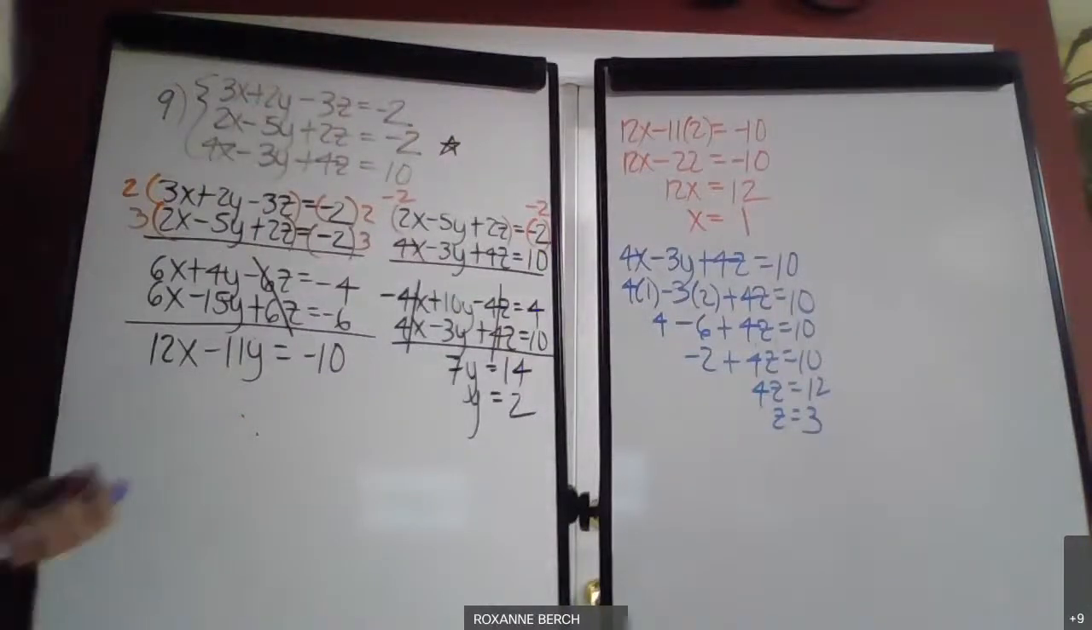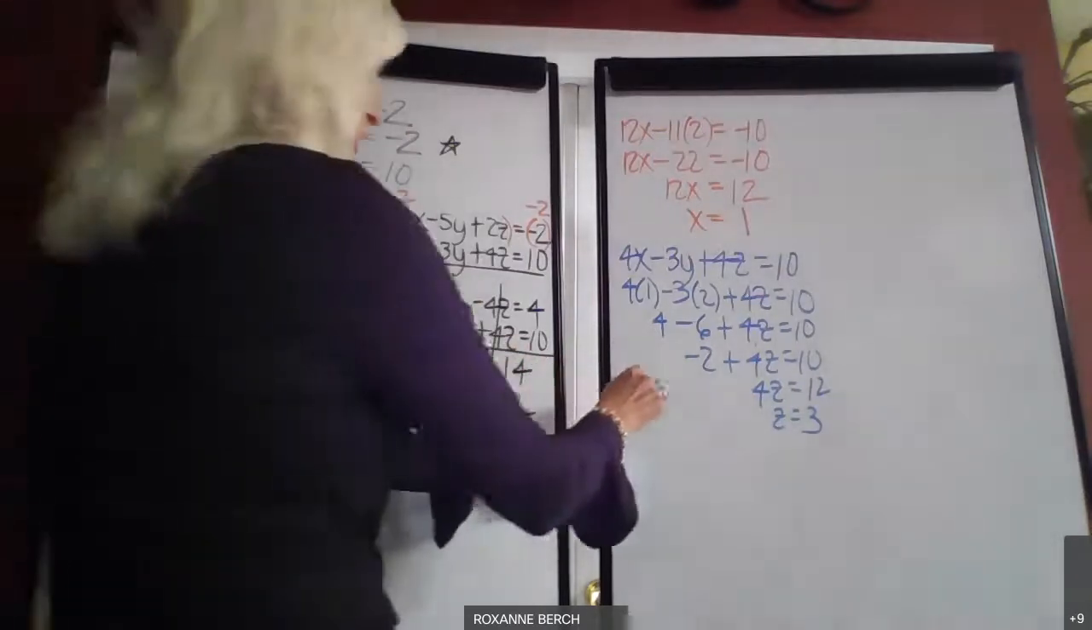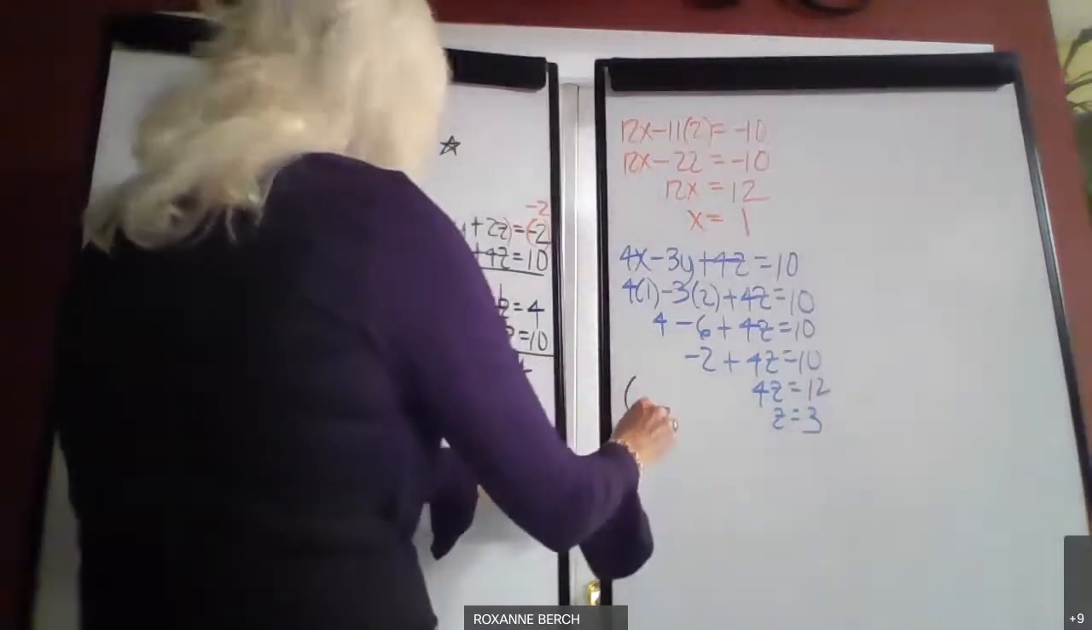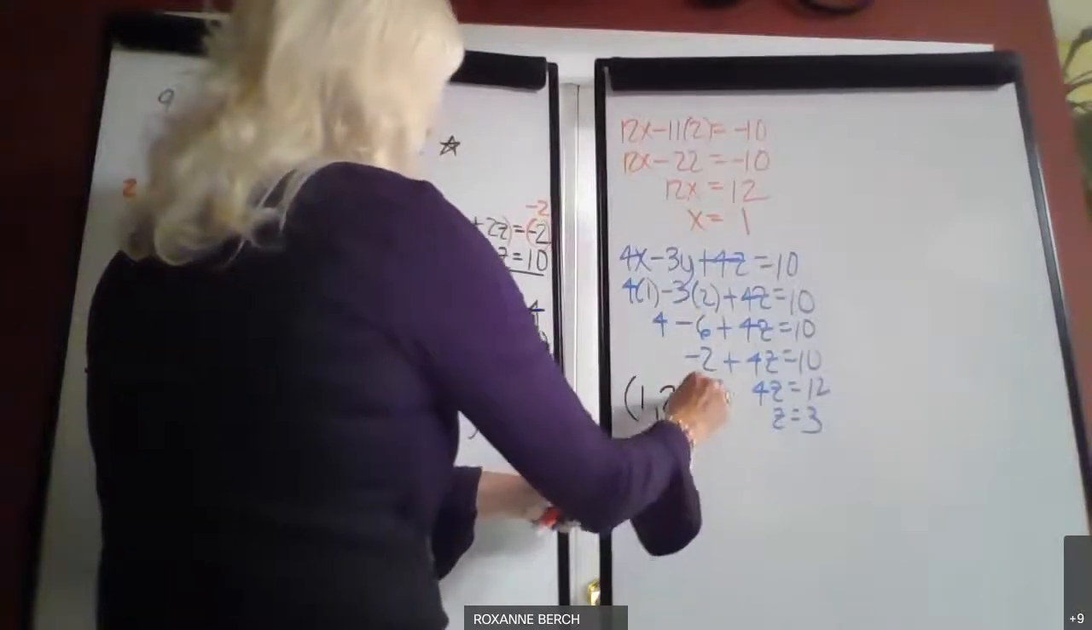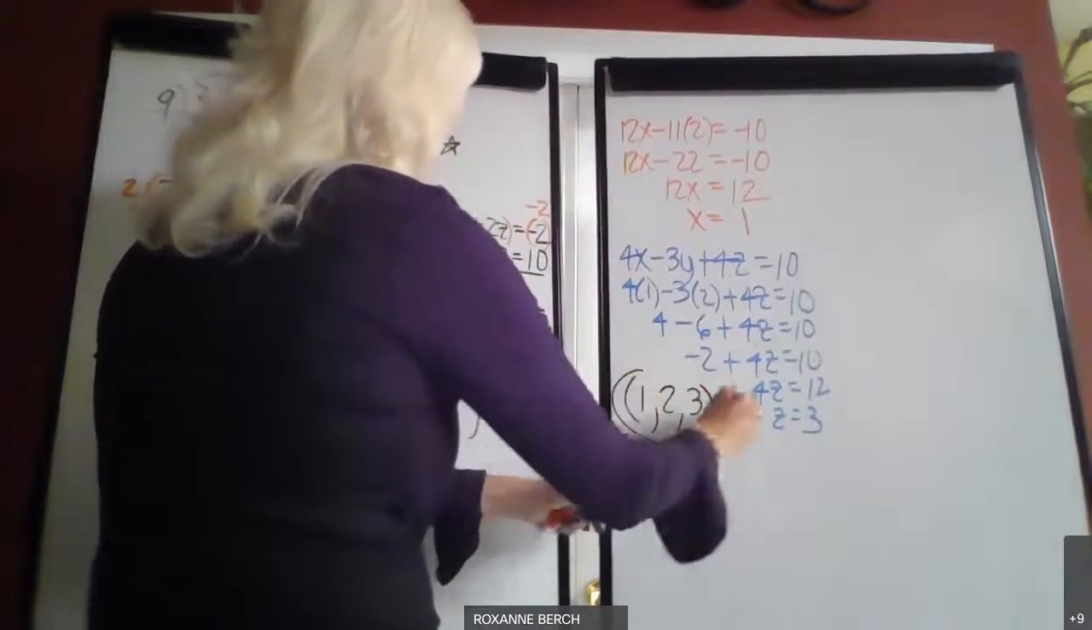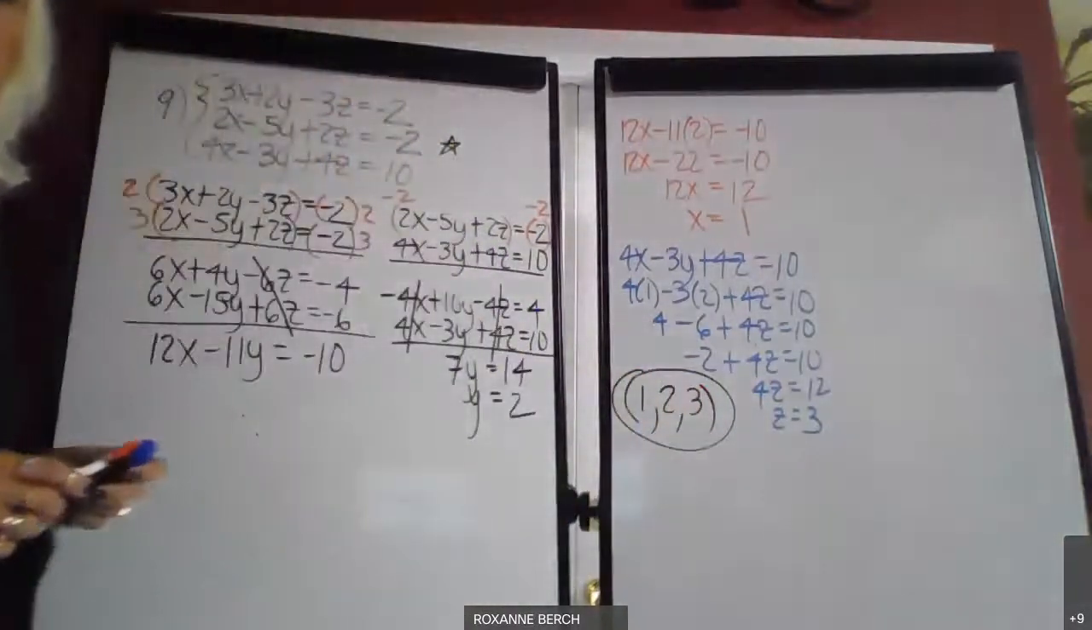So now we want to write an ordered triple. And the ordered triple is going to be x, y, z. That is the correct answer, by the way.